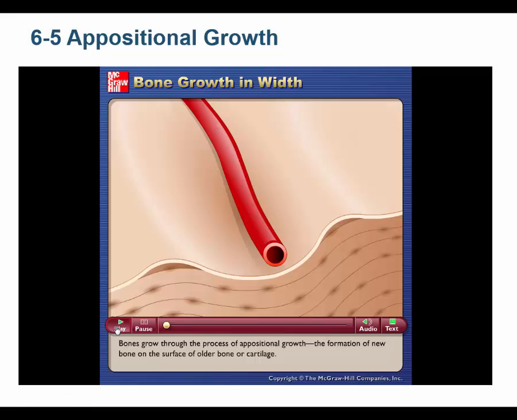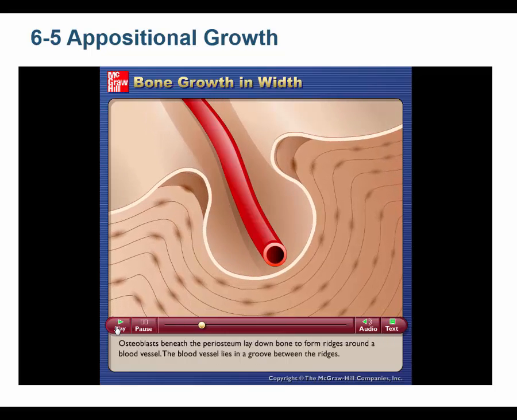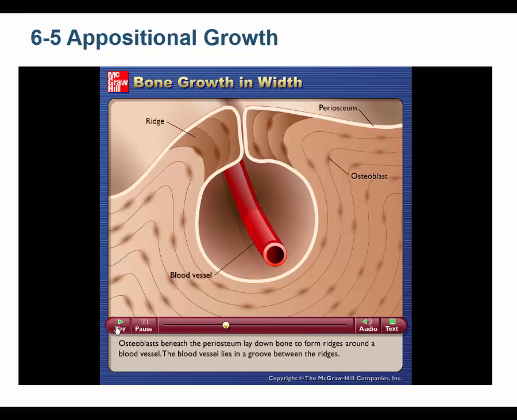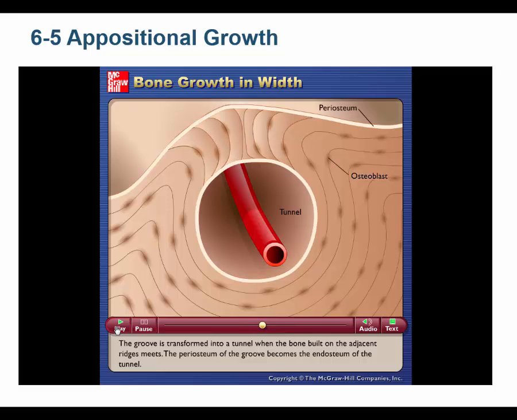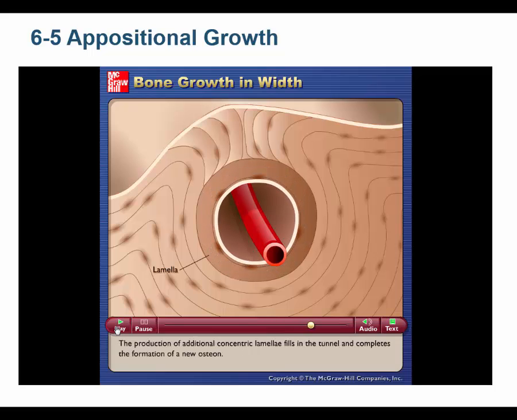Now let's look at this. Bones grow through the process of appositional growth, the formation of new bone on the surface of older bone or cartilage. Osteoblasts beneath the periosteum lay down bone to form ridges around a blood vessel. The blood vessel lies in a groove between the ridges. The groove is transformed into a tunnel when the bone built on the adjacent ridges meets. The periosteum of the groove becomes the endosteum of the tunnel. Osteoblasts from the endosteum lay down bone to form a new concentric lamella. The production of additional concentric lamellae fills in the tunnel and completes the formation of a new osteon.